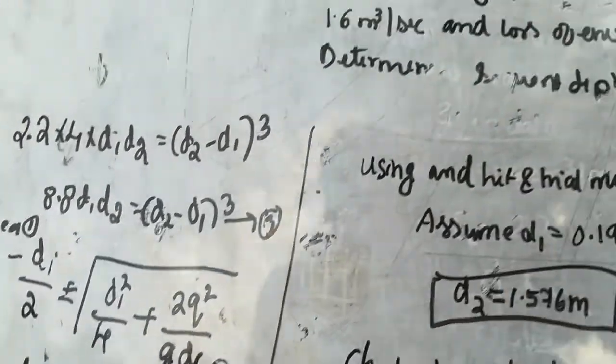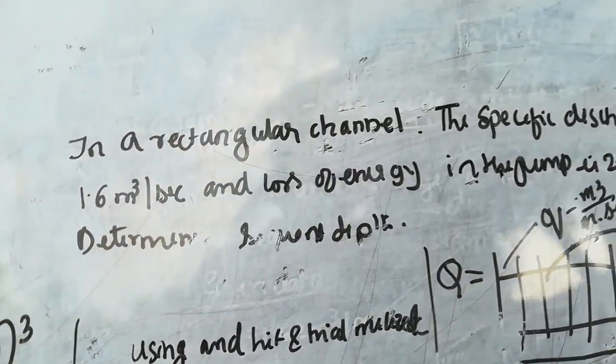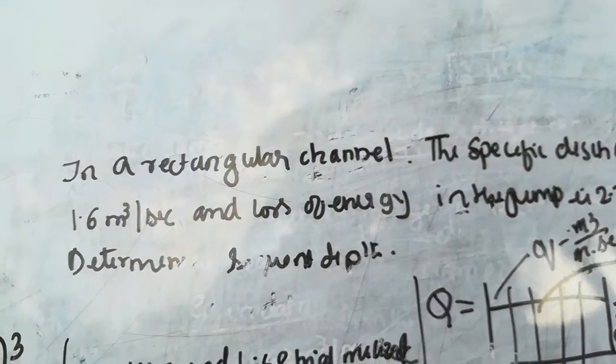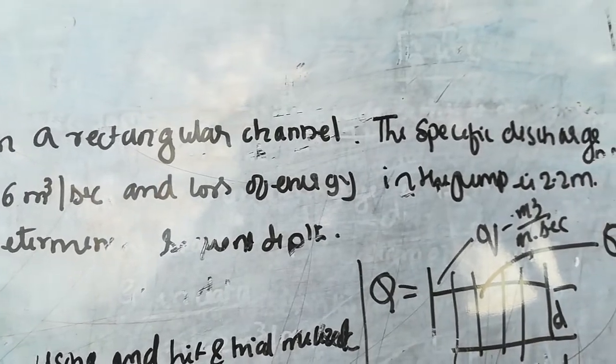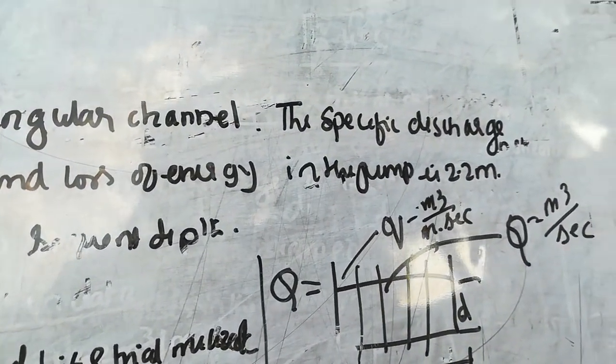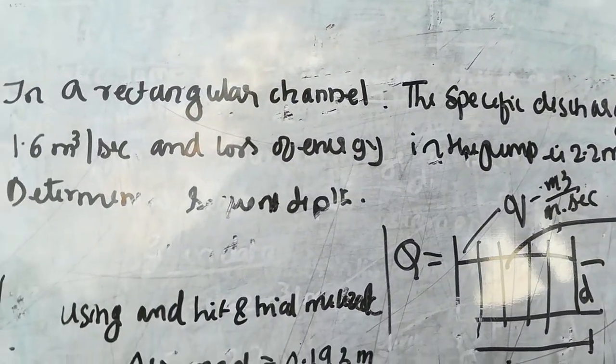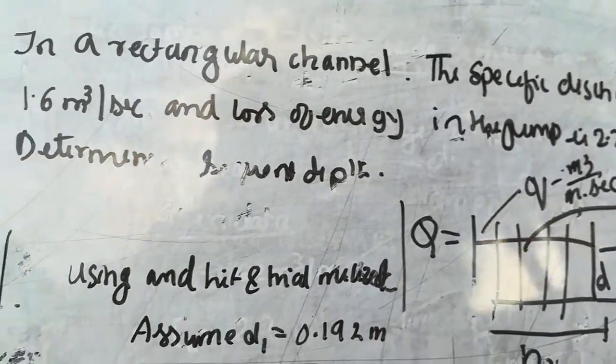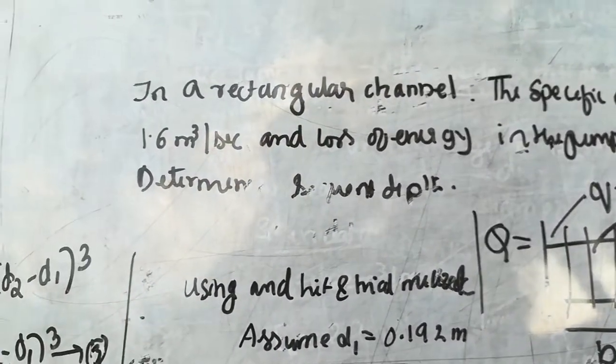Here, in a rectangular channel, the specific discharge is 1.6 meter cube per second and the loss of energy in the jump is 2.2 meter, and we determine the conjugate depths. So d1 and d2 we need to calculate here.